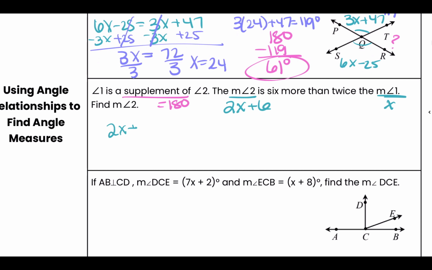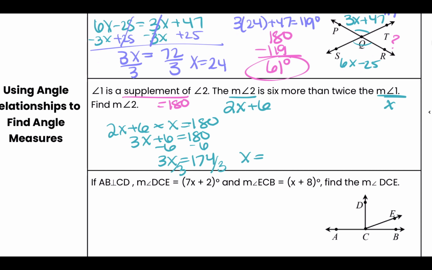So 2x plus 6 plus x equals 180. So 3x plus 6 equals 180, minus 6, 3x equals 174, divide by 3, x equals 58 degrees. But we want to find the measure of angle 2. So 2 times 58 plus 6 equals 122 degrees.